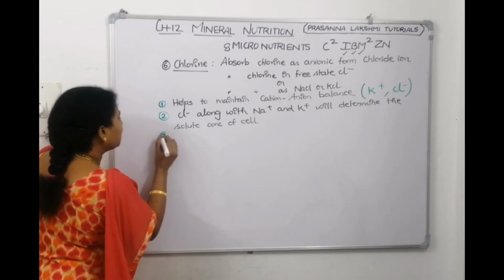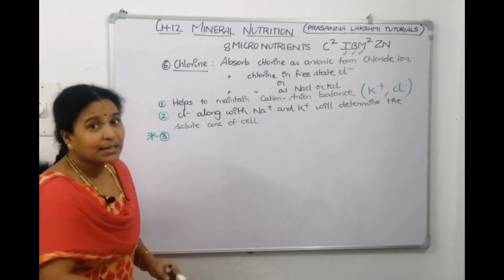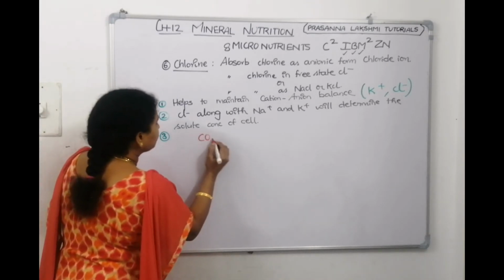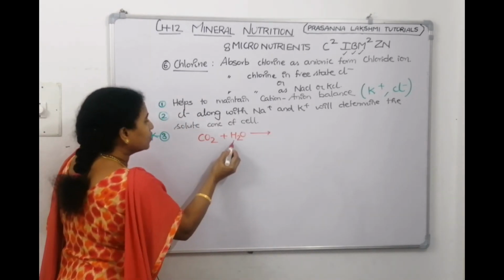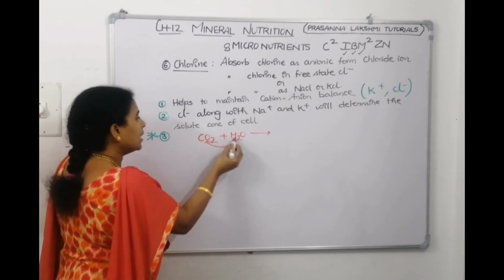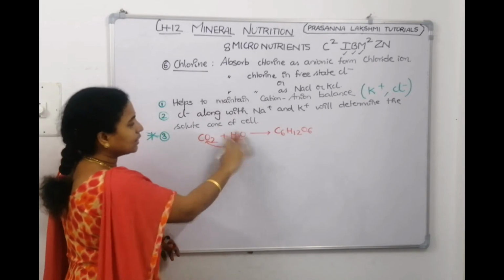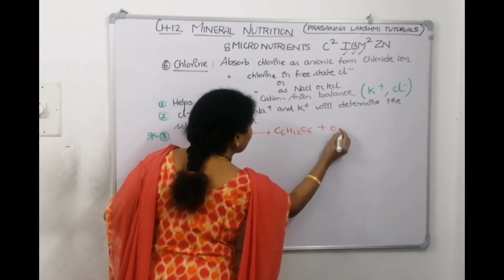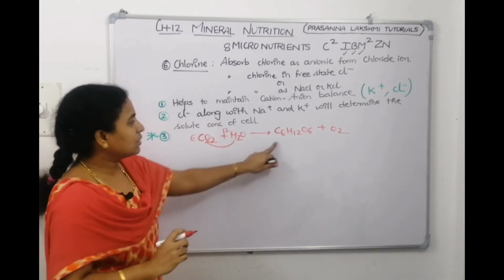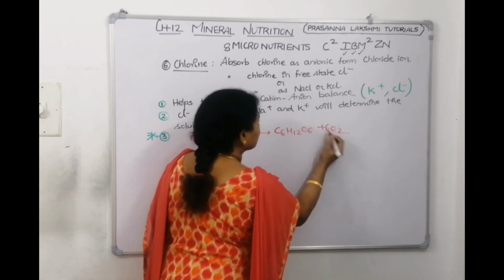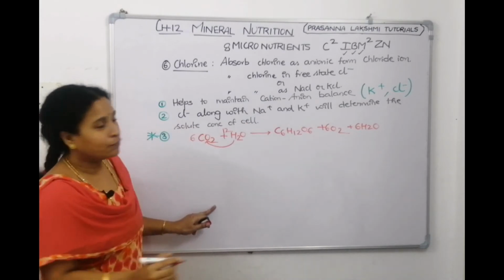The important function of chlorine is, now come on, recollect what is the equation of photosynthesis? Carbon dioxide plus water gives rise to hydrogen, which comes here, then it becomes CHO, C6H12O6, and this oxygen will be released out as O2, right? 6CO2 plus 12H2O gives rise to C6H12O6 plus 6 oxygen molecules plus 6 water molecules. This is the reaction of photosynthesis.